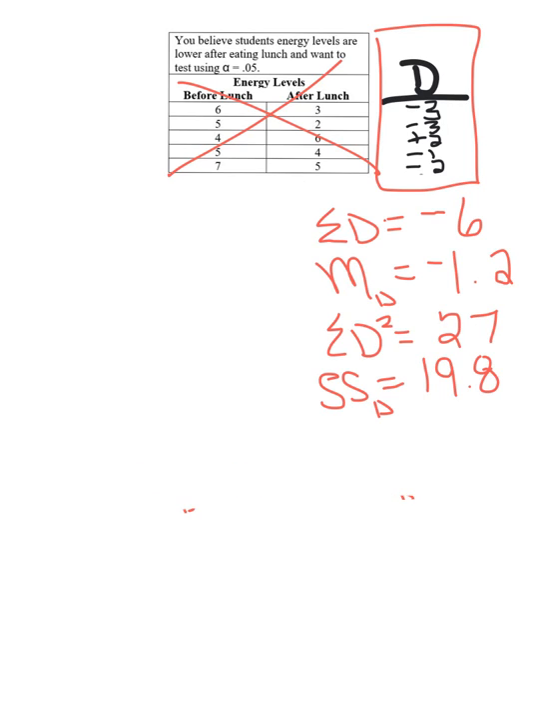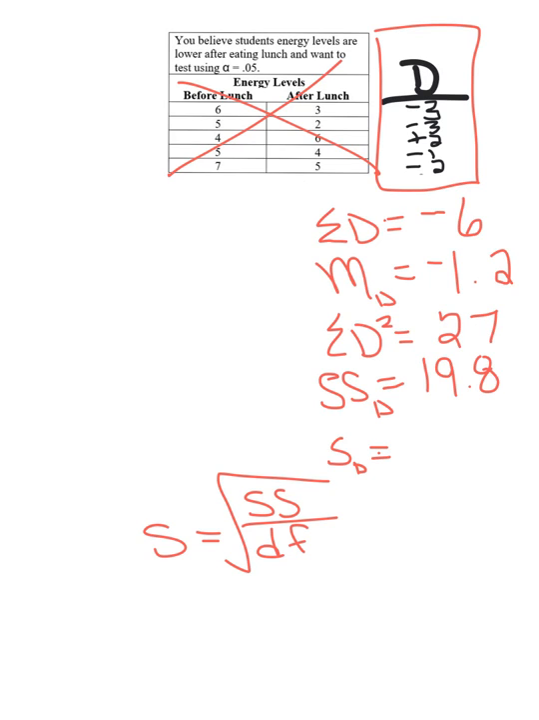We're going to use that to get our standard deviation. Okay, so our standard deviation of the differences, if you remember, equals the square root of the sums of squares over degrees of freedom. So basically, we're putting 19.8 divided by 4 because we have 5 different scores. We're going to take the square root. So 19.8 divided by 4 is 4.95. Then we take the square root of that.